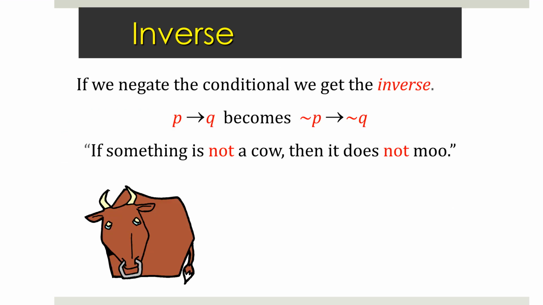So we can also do something called an inverse. And before we get into an inverse, I need to talk a little bit about that squiggly mark. That squiggly mark is called a negation. And it's the opposite. It's just like putting not in front of it. If something is not a cow, then it does not move.